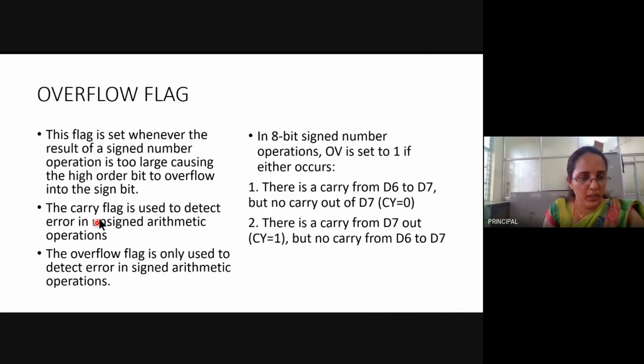So the overflow flag is only used to detect errors in signed arithmetic operations. It is important for signed arithmetic to know whether the result is overflowing, meaning higher than the given range. Minus 128 to plus 127 is the range. If it exceeds that range, the overflow flag will be set, otherwise it is reset.